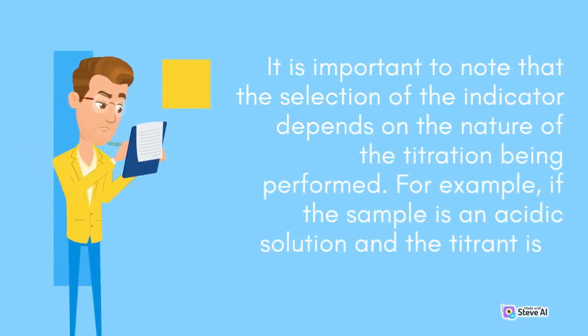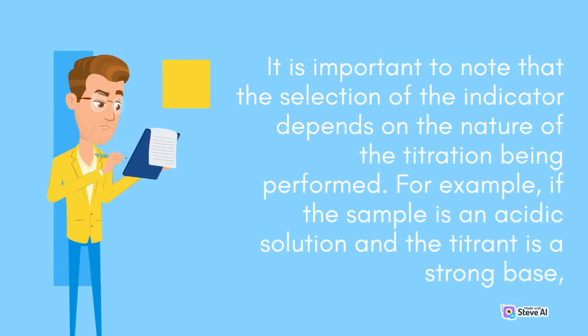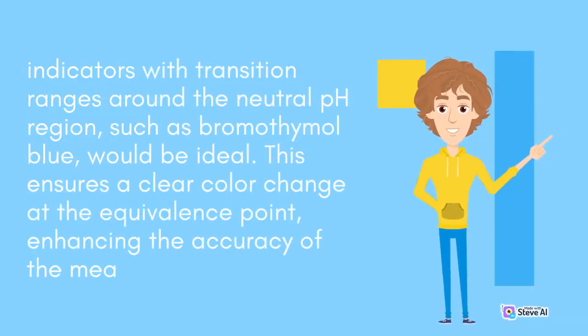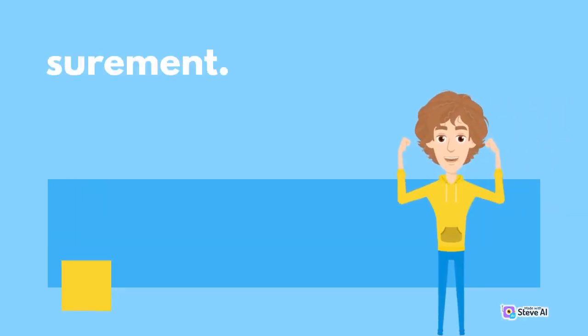It is important to note that the selection of the indicator depends on the nature of the titration being performed. For example, if the sample is an acidic solution and the titrant is a strong base, indicators with transition ranges around the neutral pH region, such as bromothymol blue, would be ideal. This ensures a clear color change at the equivalence point, enhancing the accuracy of the measurement.